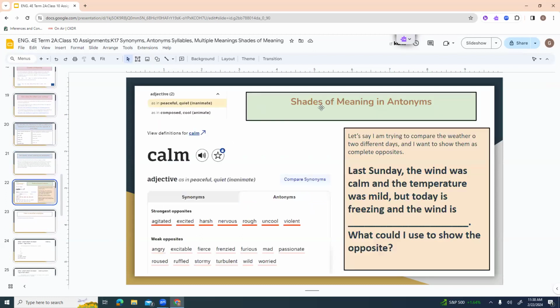Okay, so here's shades of meaning in antonyms. Let's say we're talking about the word calm, okay? And it is used as an adjective. There's two possible choices here, peaceful and quiet for an inanimate object or composed and cool for an animate object, okay? Now, here are some of the synonyms it gave me. Agitated, excited, harsh, nervous, rough, uncool, violent.